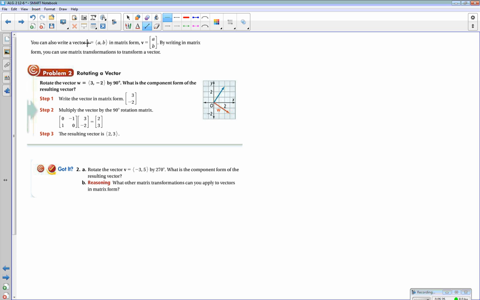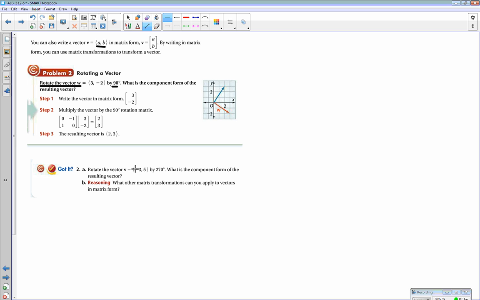All right, so we can also write it in matrix form. See, now we're bringing it back to what we got going on. So we can write the vector as, instead of A comma B, we can write it as a column with A and B. By writing in matrix form, you can use matrix transformation to transform a vector. So, like if we want to rotate the vector by 90 degrees, what is the component form of the resulting vector? So we write it, and we multiply it, and then we get the resulting vector.